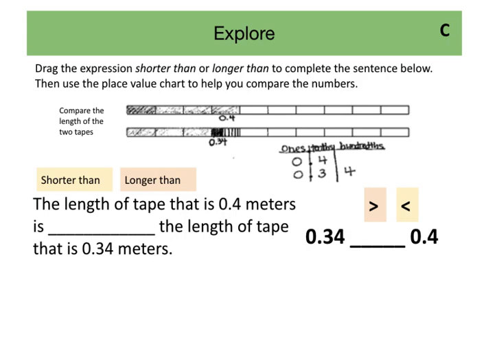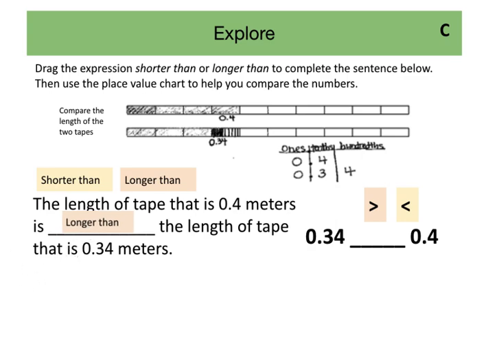So what did you think? We are comparing the tape diagrams here of 4/10 and 34/100. The length of tape that is 4/10 of a meter is shorter than or longer than the length of the tape that is 34/100 of a meter. If you said longer than, you're right. You might be asking, why is that?